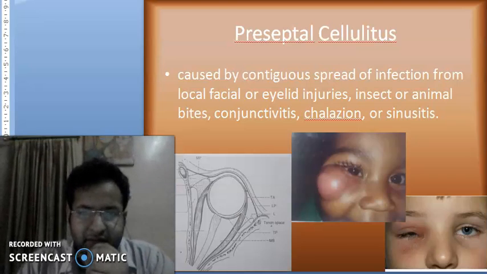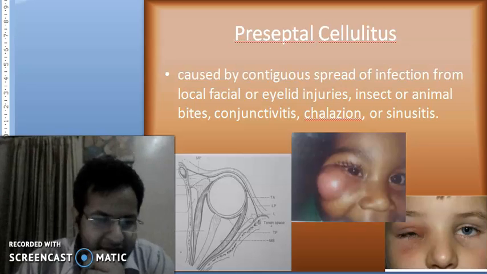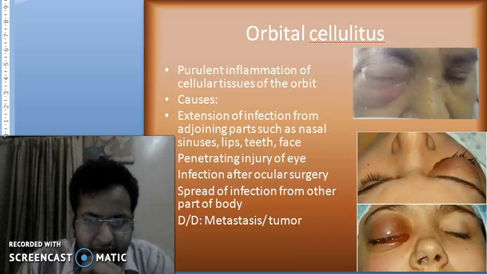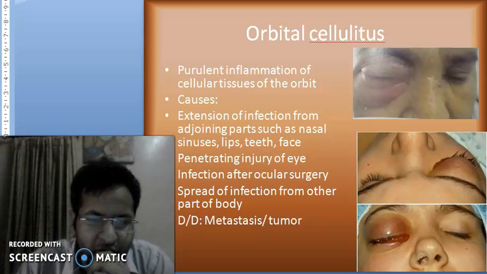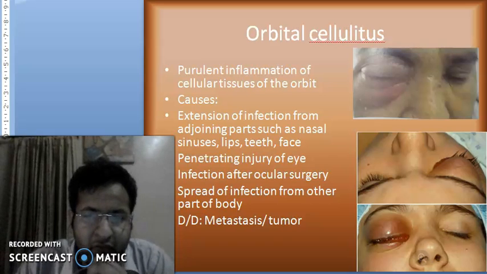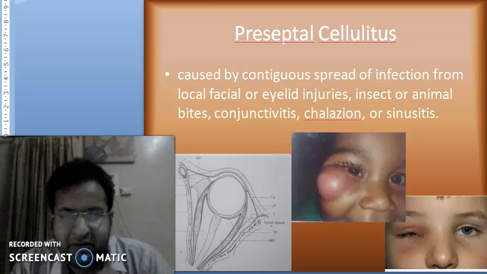Orbital cellulitis can be divided into preseptal and postseptal. Orbital cellulitis is a purulent inflammation of the cellular tissues of the orbit, that is the soft tissues of the orbit including the muscles. What is a preseptal cellulitis?